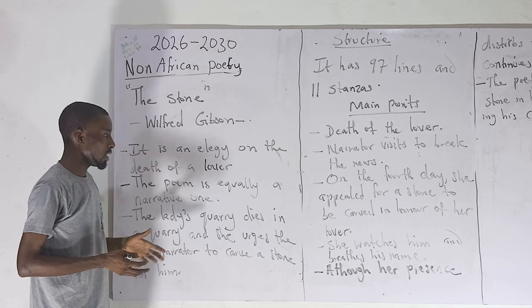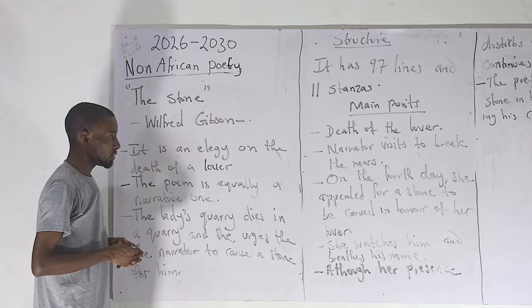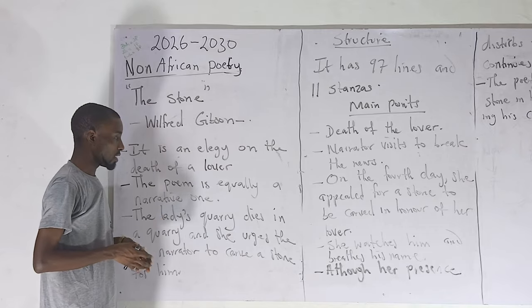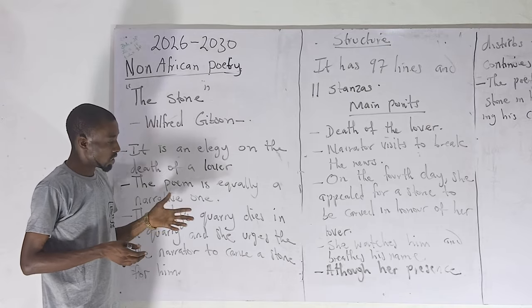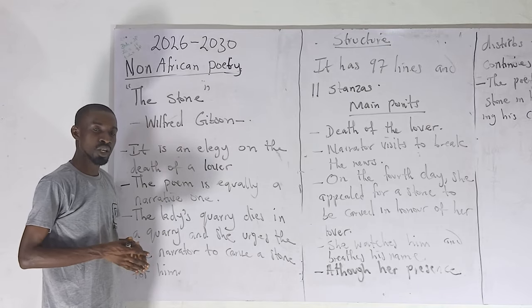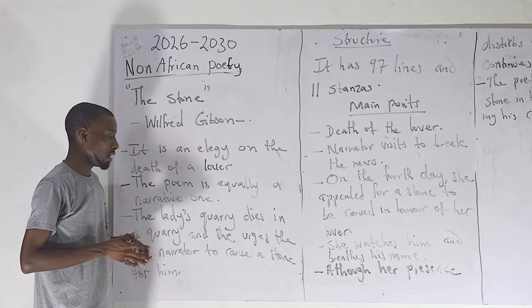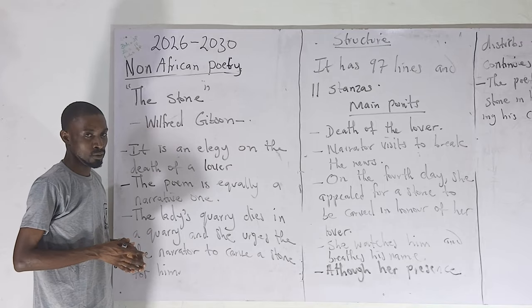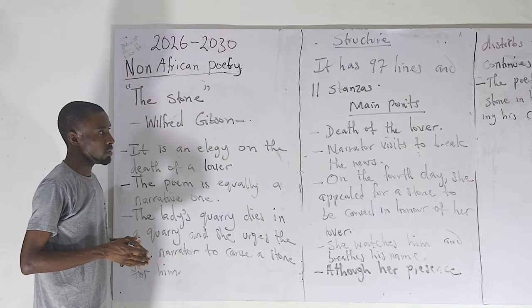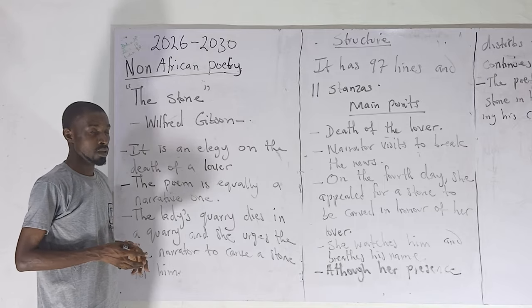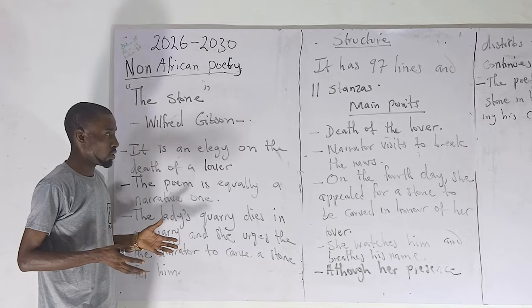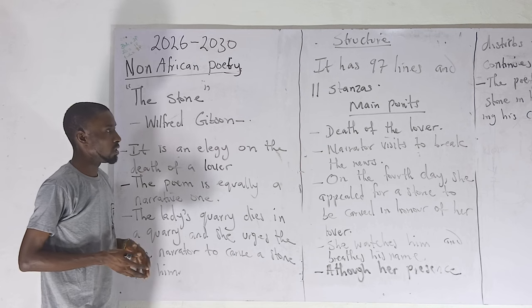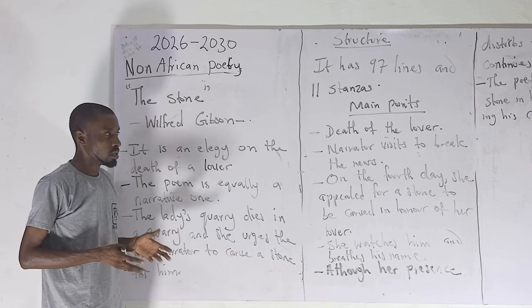So on the fourth day, we are told that she appealed for a stone to be carved in honor of her lover, and her request was granted anyway. And then she's always watching as the stone is being carved in honor of her late lover. Although her presence does not make the narrator comfortable, always presenting an air of sympathy or pity, and it disturbs the narrator who is actually carving the stone to mourn the demise of the lover. Nevertheless, he has no choice than to continue.